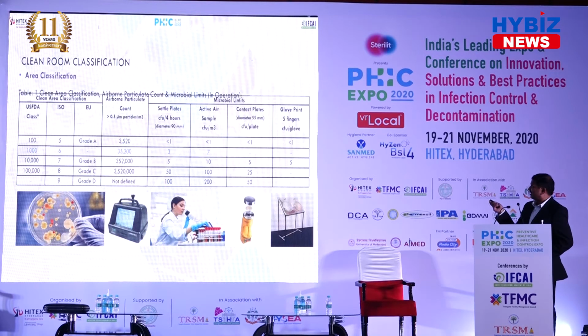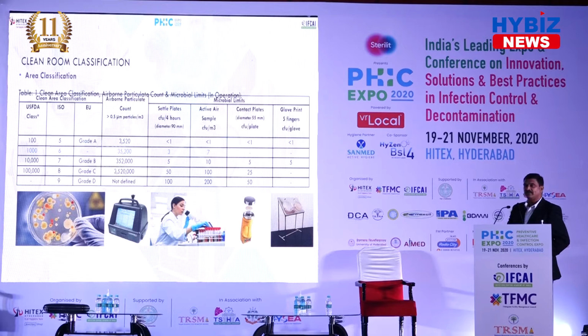Clean rooms are defined in US FDA. As per US FDA, they are defined as class 100, 1000, 10,000 and 1 lakh. Whereas in ISO, class 100 is called ISO 5, class 1000 as ISO 6, class 10,000 as ISO 7, class 1 lakh as ISO 8, and ISO 9 is not defined as per US norms.